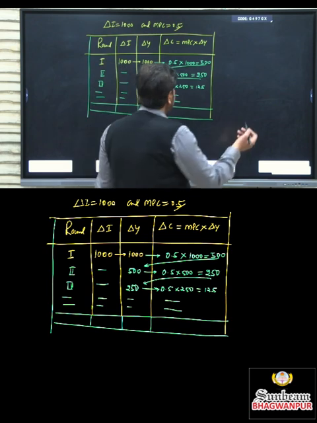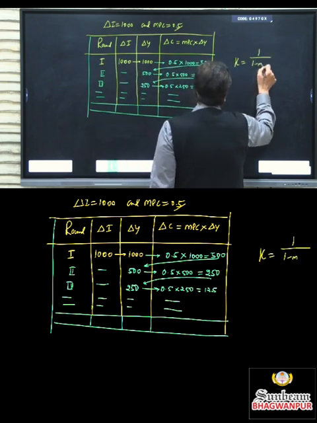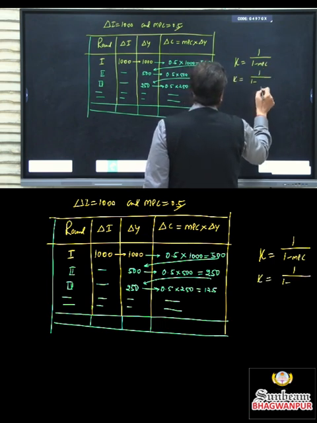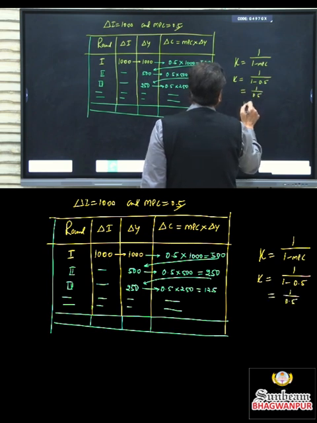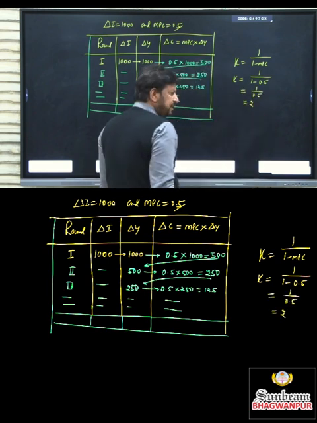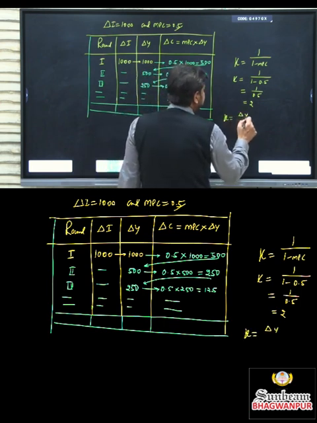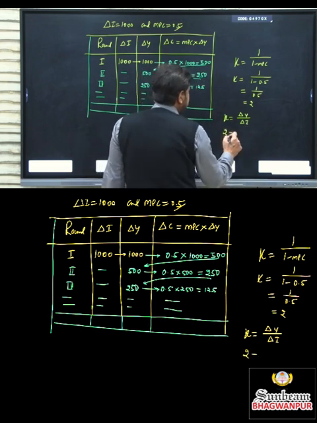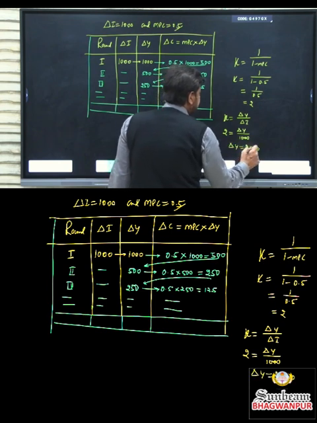Now what is the value of K? K is equal to 1 upon 1 minus MPC. So K is equal to 1 upon 1 minus 0.5, 1 upon 0.5 is equal to 2. This is the value of the investment multiplier. So K is equal to delta Y upon delta I. 2 is equal to change in Y upon 1000. The change in Y is 2000.